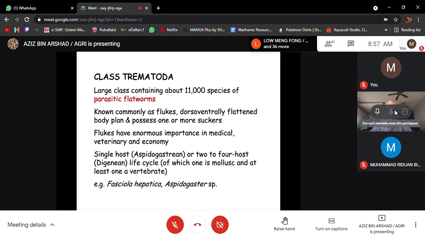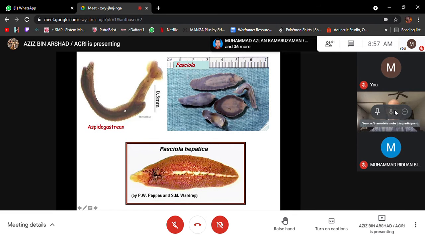So Digenea have a life cycle of two or more hosts. A classic example is Fasciola hepatica, or in the case of a single host, Aspidogastria, is Aspidogaster species. This is Aspidogaster. They stick to your fish body on the inner part or outside part or inside the gills. And this is Fasciola hepatica. They move inside your body organs. The transmission is through uncooked meat or something like that.